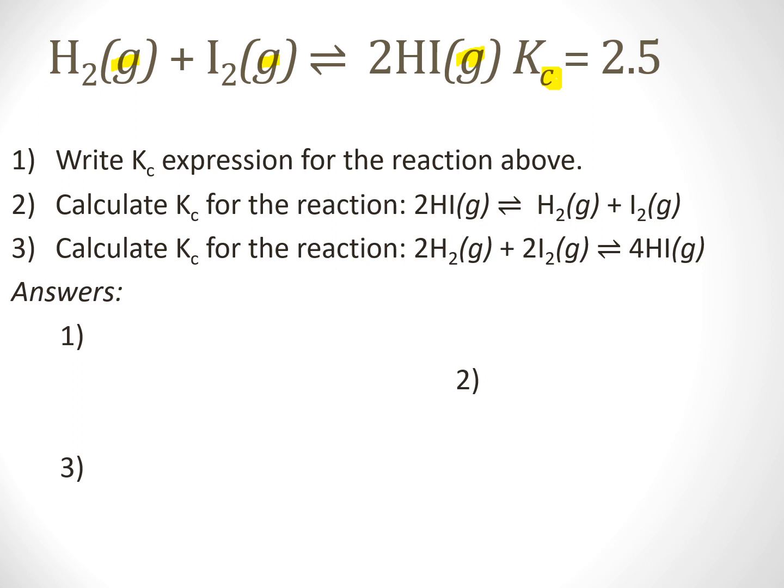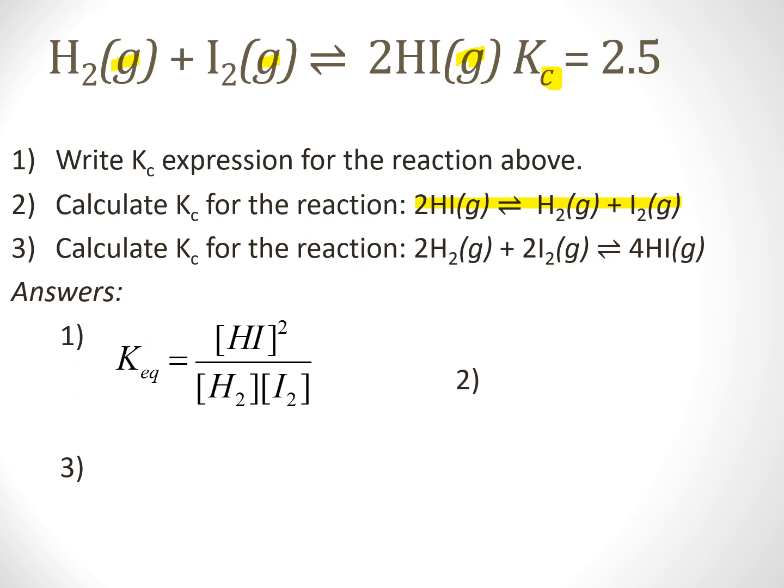So we put the hydrogen iodide at the top, elevated to the second power because there is a coefficient of 2, and we divide by the concentration of hydrogen and the concentration of iodine. And we know that that corresponds to the value of 2.5. In the second equation, we need to calculate the Kc, so we need to figure out the number for this reaction. How does this reaction compare to the one we have on top?